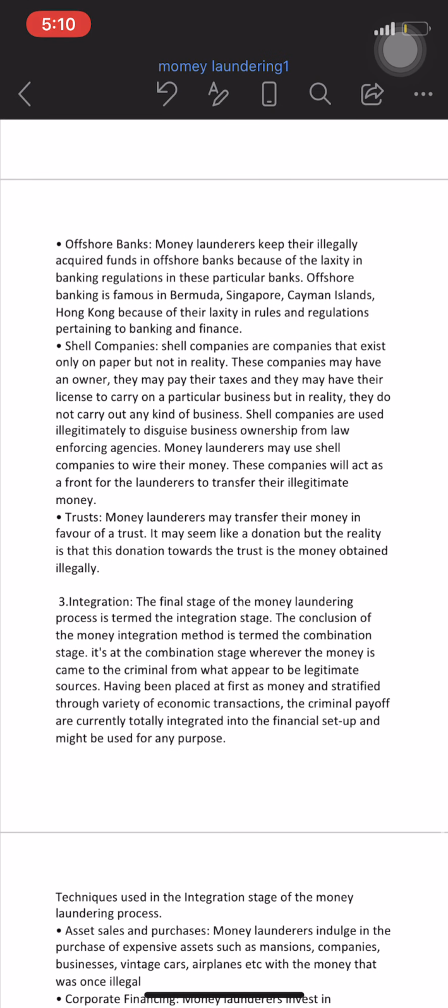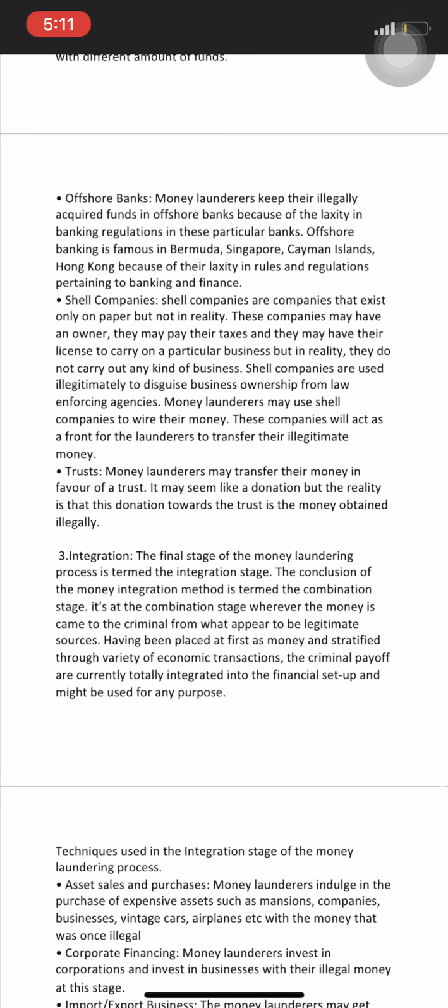Next is trust. Money launderers may transfer their money in favor of a trust. It may seem like a donation, but the reality is that the donation towards the trust is money obtained illegally. And the last step is integration. The final stage of the money laundering process is termed the integration stage.